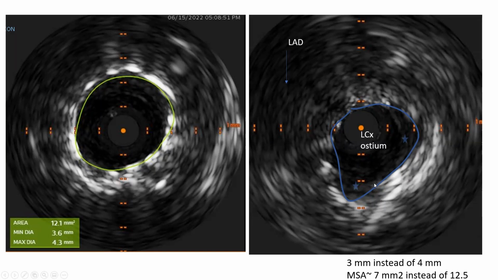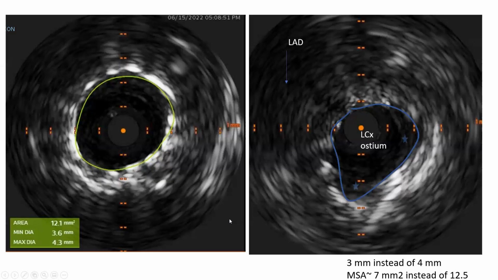Anyway, so after that, this is what we see. This is an underexpanded stent. It's a 3 millimeter diameter instead of 4, and MSA 7 millimeter square instead of what should be 12.5 millimeter square. Not just that, it's maybe hard to tell here, but there are those echolucent areas inside the stent. In this case, this is probably neoatherosclerosis, okay? So it's a mixture of neoatherosclerosis and significant stent underexpansion.